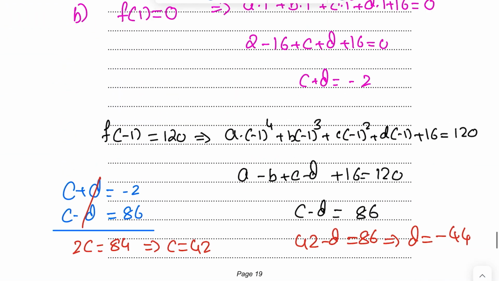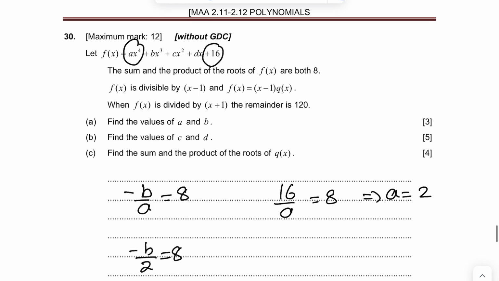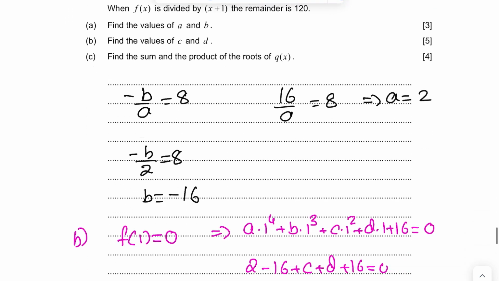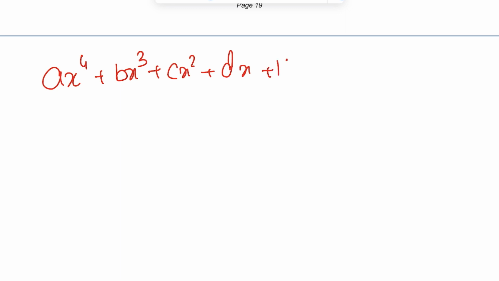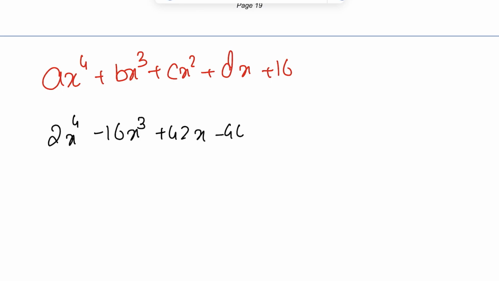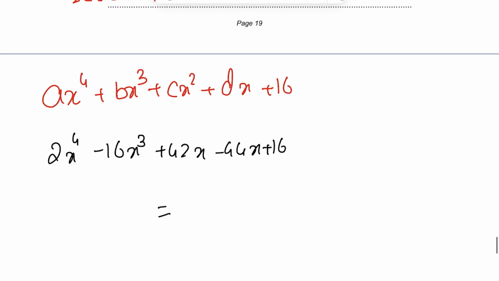So what is f of x first of all? f(x) = ax^4 + bx^3 + cx^2 + dx + 16, which is a value. The a value was 2, b value was negative 16, c value was 42, and d value was 44. Plus 16.